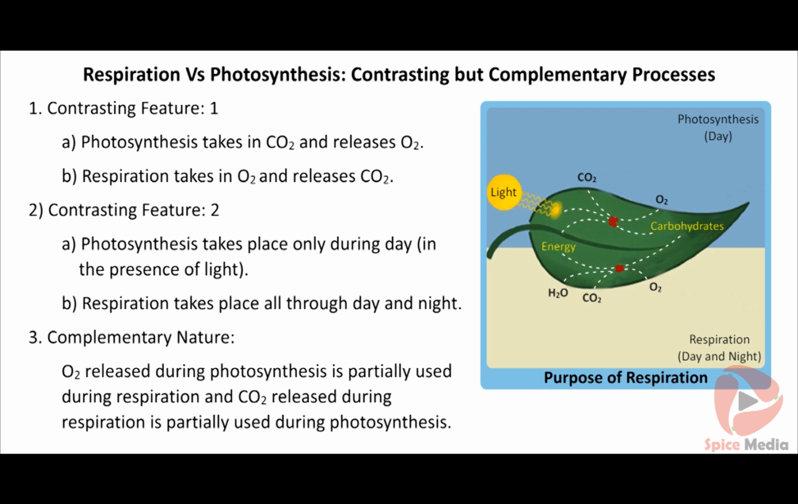A part of the oxygen released during photosynthesis is used by the plants for respiration and the rest is sent out through the stomata. Carbon dioxide released during respiration is used up by the plant for photosynthesis.